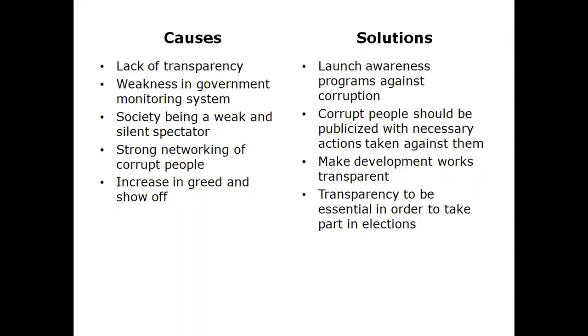So what should we do then? The corrupt people should be publicized with necessary actions taken against them. Development work should be more transparent so that people know what's going on and how actions can be taken against them. And there should be transparency in order to take part in elections.